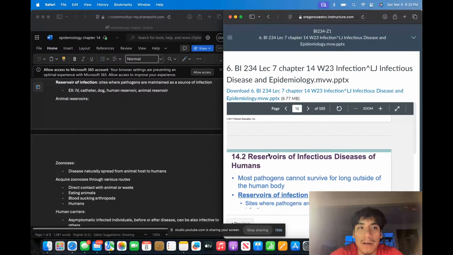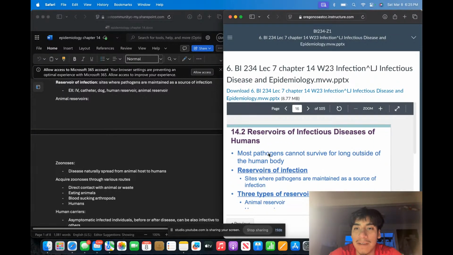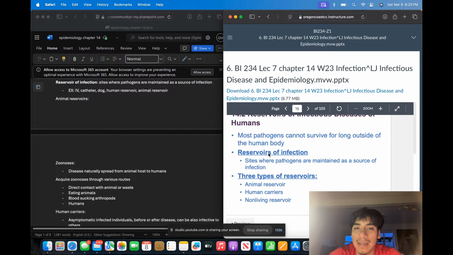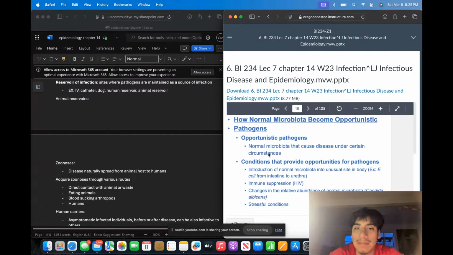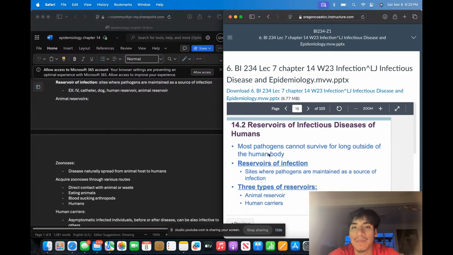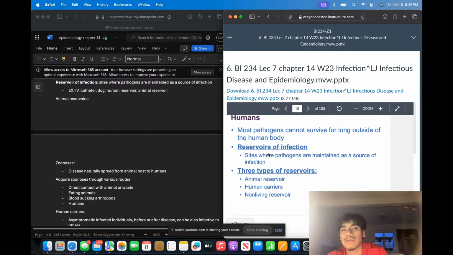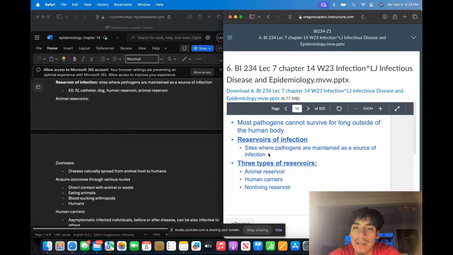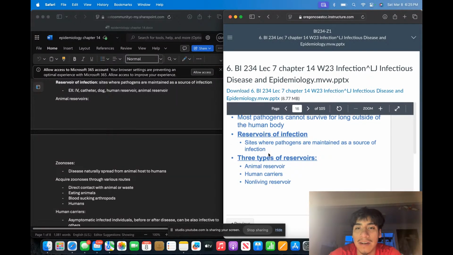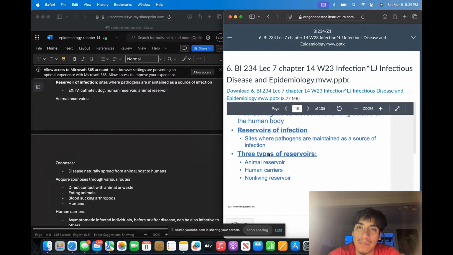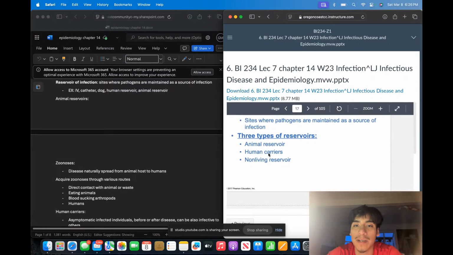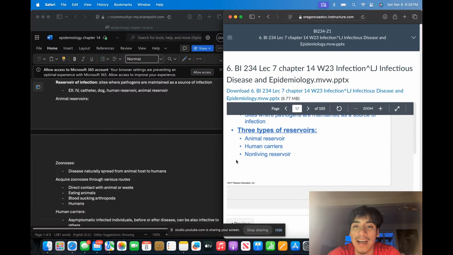All right, reservoirs of infectious diseases in humans. Most pathogens cannot survive for long outside the human body, so they live in reservoirs. Reservoirs of infection are sites where pathogens are maintained as a source of infection, so basically where they're living before they get to you. There are three types of reservoirs: animal reservoirs, human carriers, and non-living reservoirs.